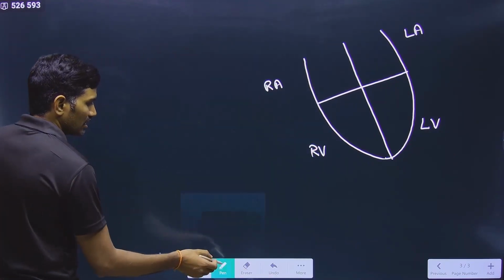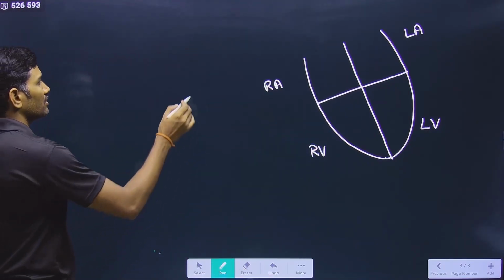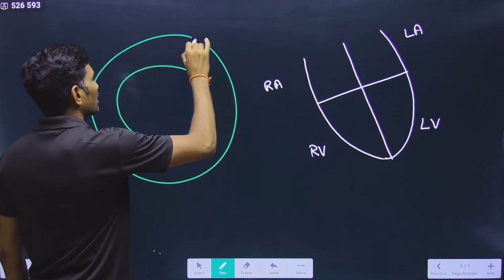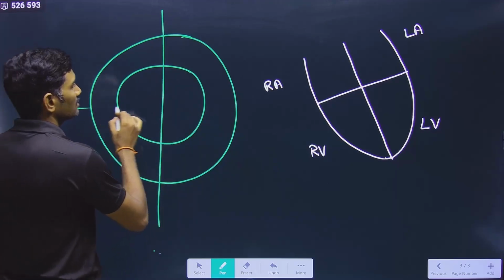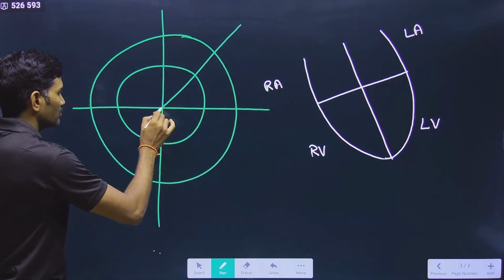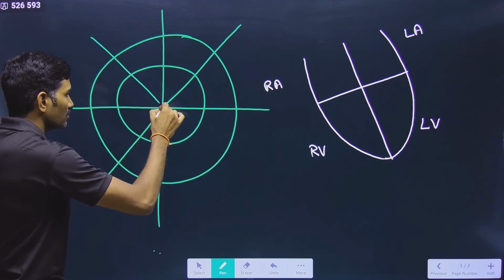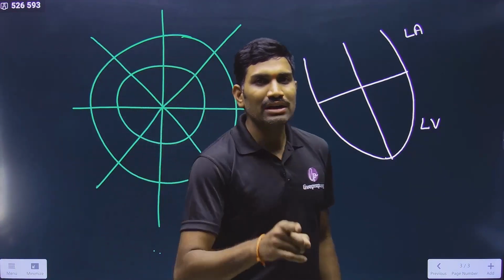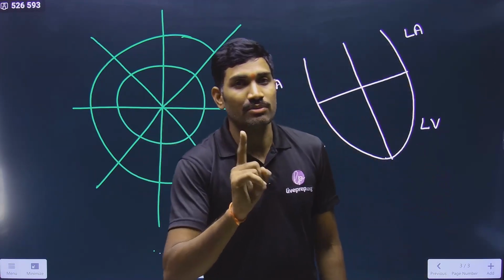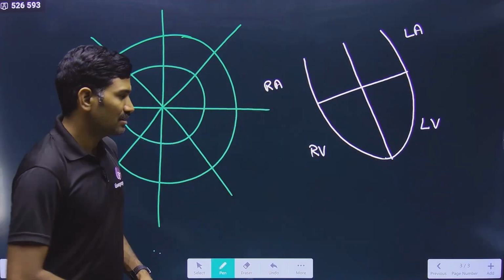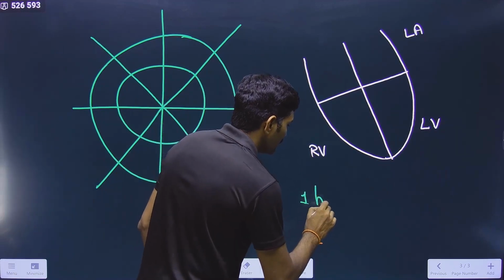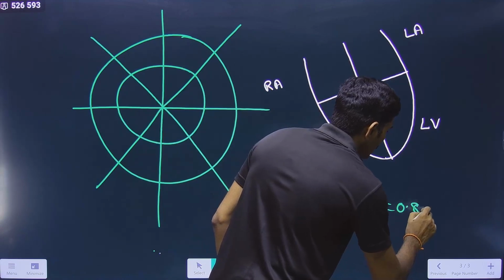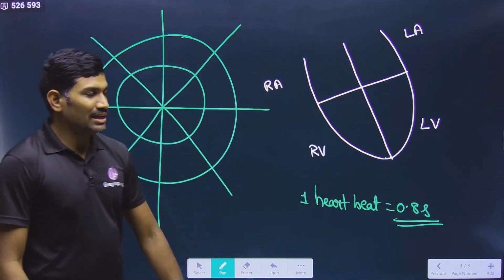Now we are talking about another diagram. Observe the diagram carefully. For your understanding, I am drawing it like this, and I will try to explain all the concepts simultaneously. If you are observing simultaneously, it will be easy for you. Here you need to understand the time it takes for one heartbeat. For one heartbeat, what is the time it is taking? One heartbeat will take 0.8 seconds.